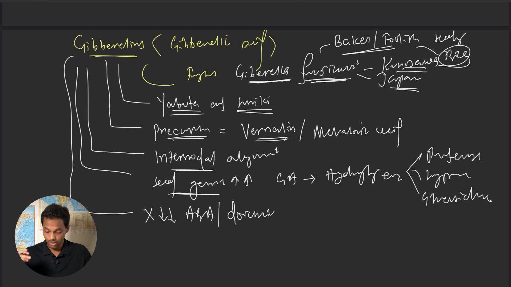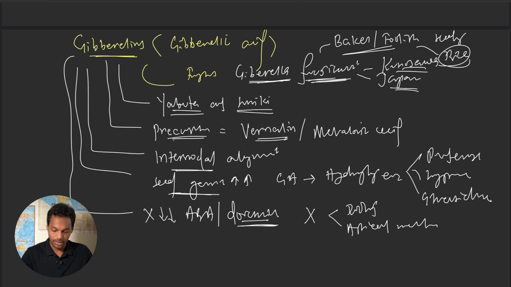Abscisic acid is otherwise known as dormin. Gibberellic acid has almost no real role in apical meristem and root activity. Though it promotes seed germination and internodal elongation, it has no role in root activity and the apical meristematic activity.